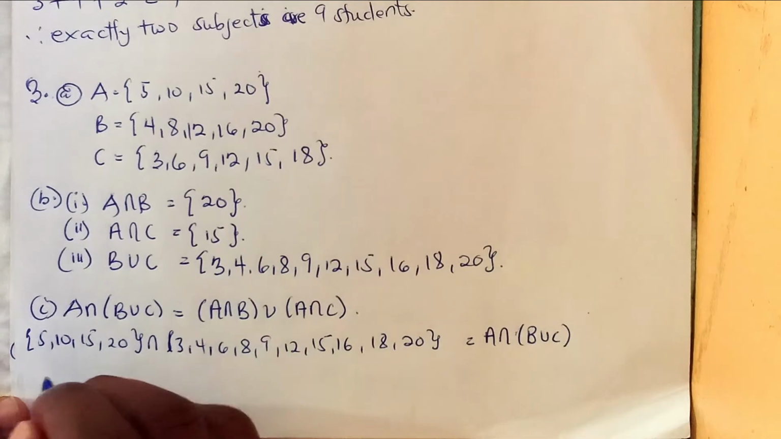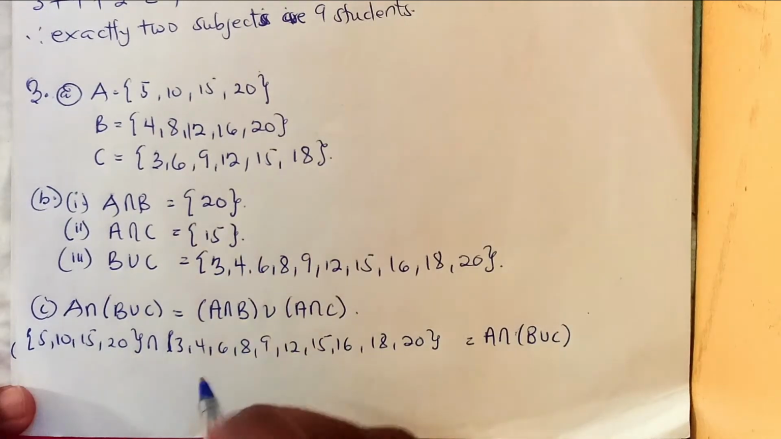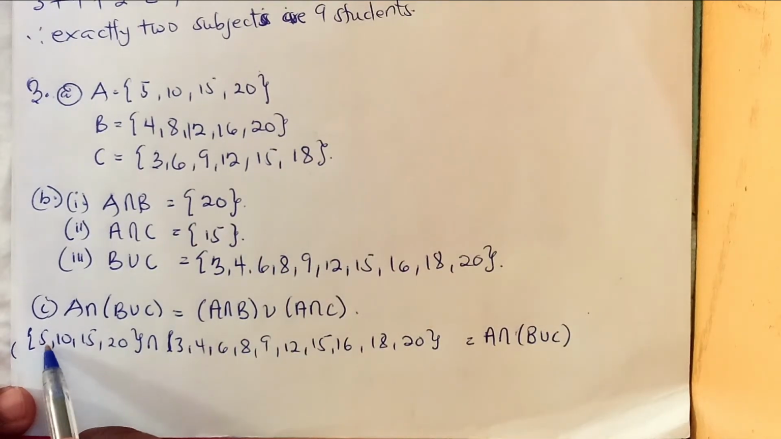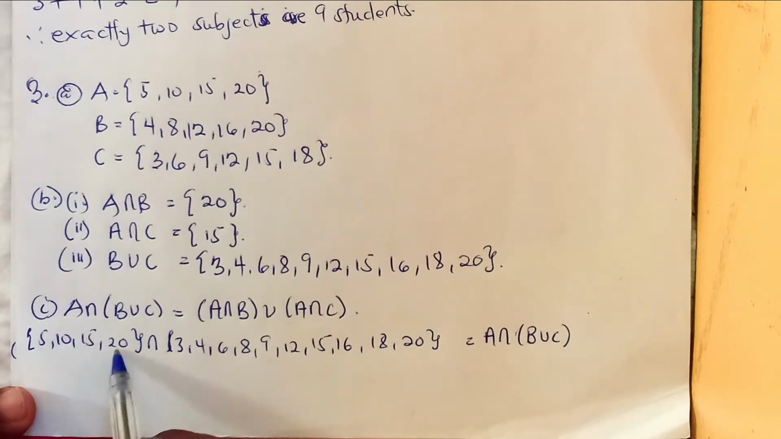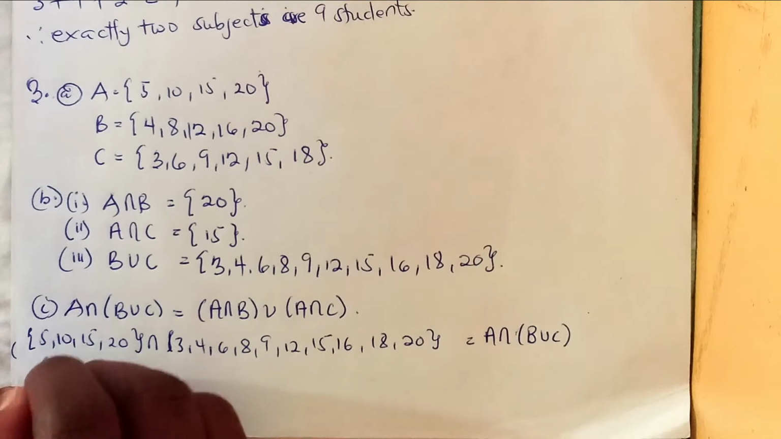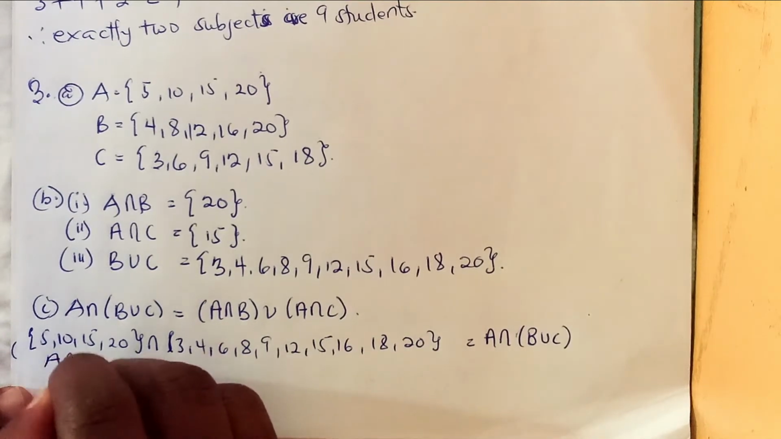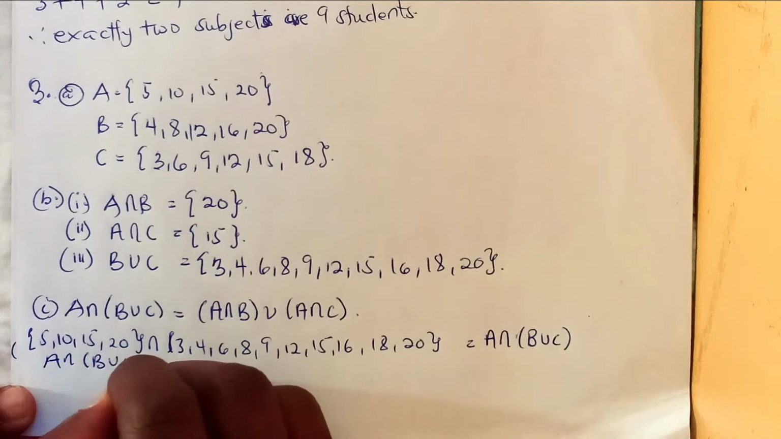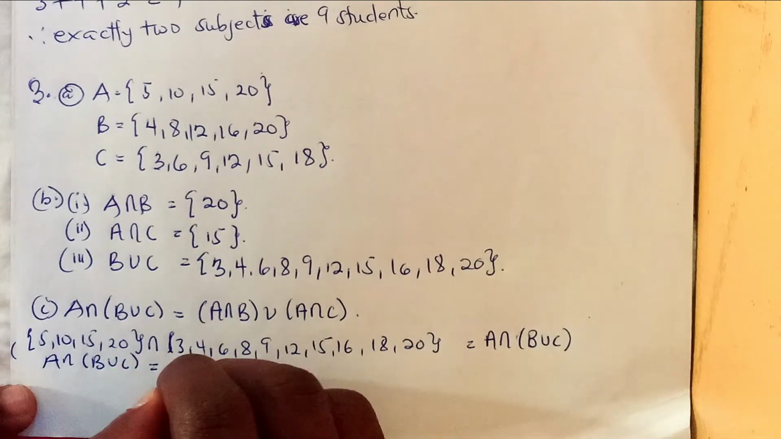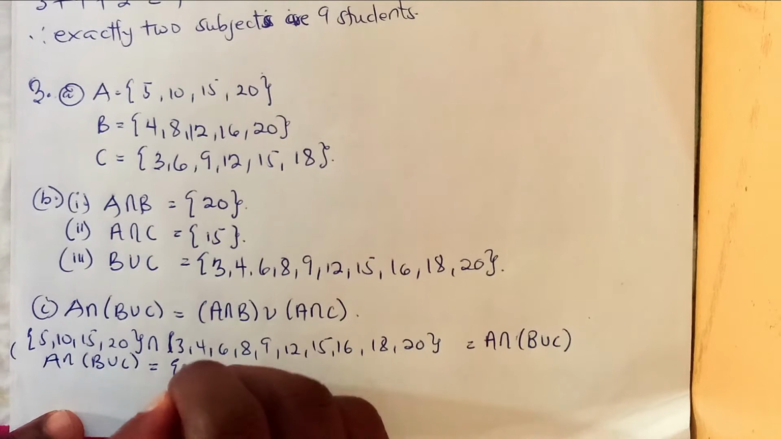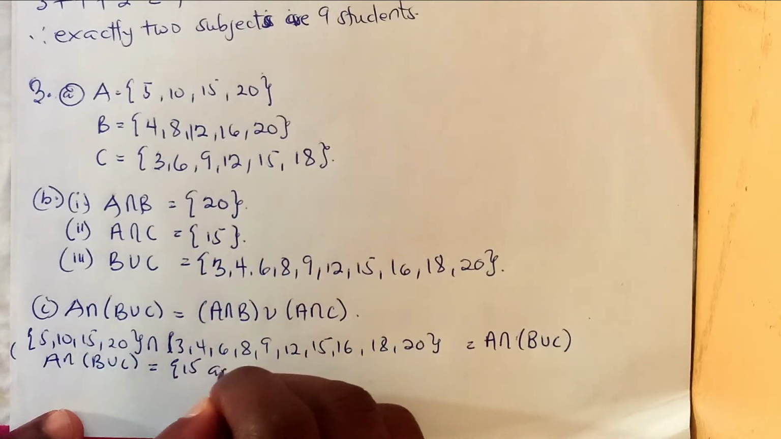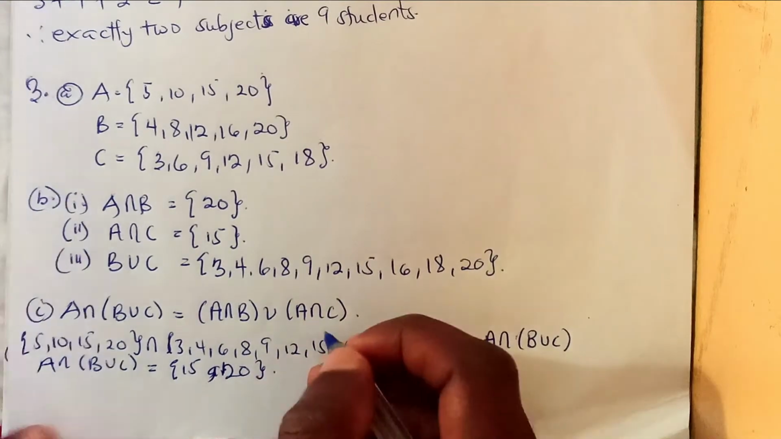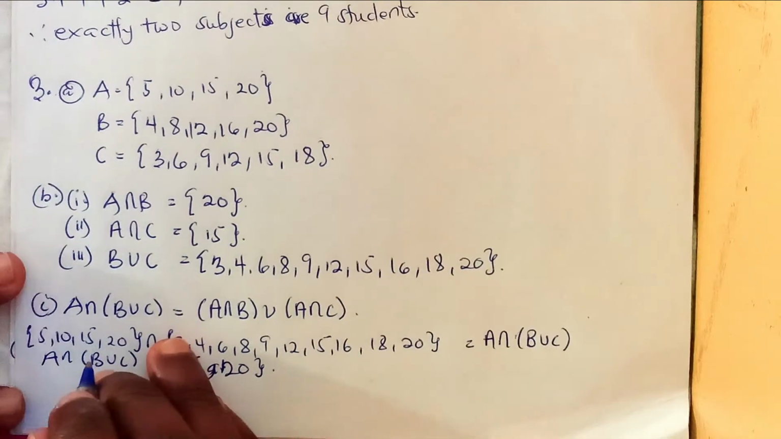What's the intersection here? There's no 5 in that, no 10, we have 15 and 20. So A intersection (B union C) equals 15 and 20. Now we move on to the next.